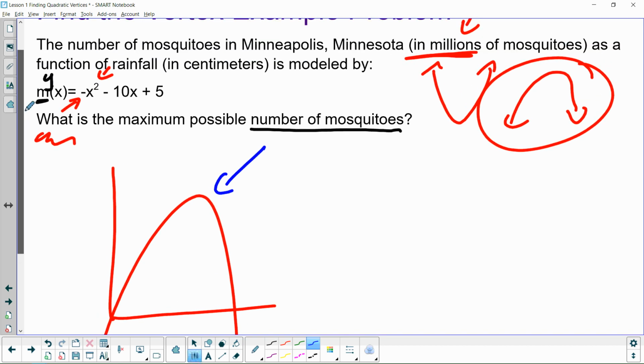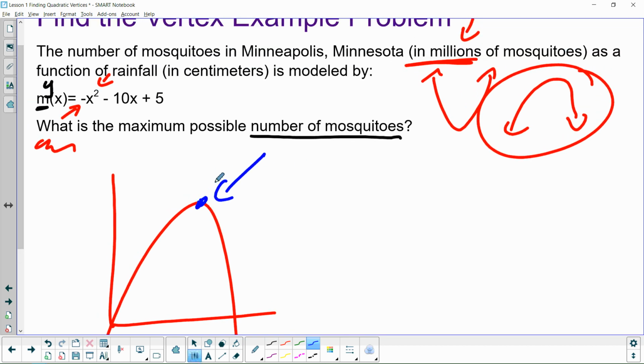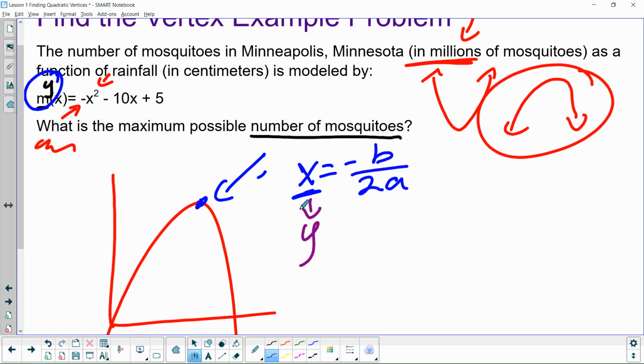Because they're asking you for the Y value, the only way for us to find that is to use our formula X equals negative B over 2A. So we have to find the X and then use it to go and get our Y value. So they're asking you to get the vertex, but they're just asking you for the hardest part to get, so you have to get the whole thing anyway.